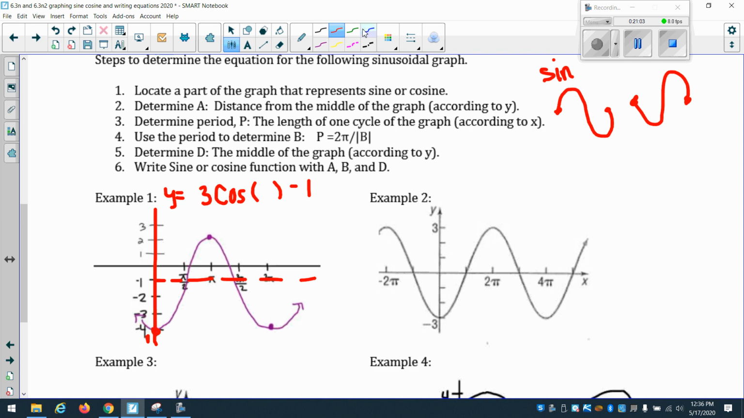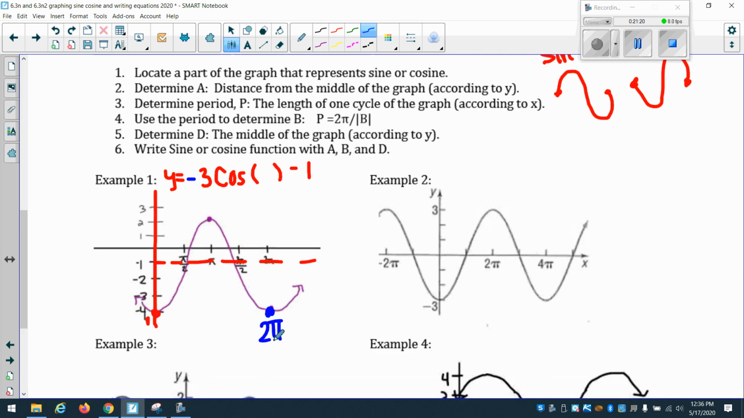Now, will this amplitude be positive or negative? Well, since we're starting at the minimum, it's going to be negative. So now we have to see when it reaches the minimum again, which is here at 2 pi. If we need to find that b value, we are working backwards. We know the period's 2 pi, and we know the formula for period is 2 pi divided by b. Well, we have to cross multiply.